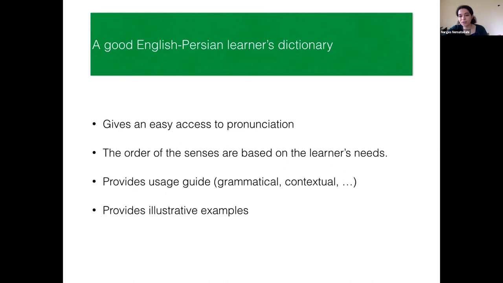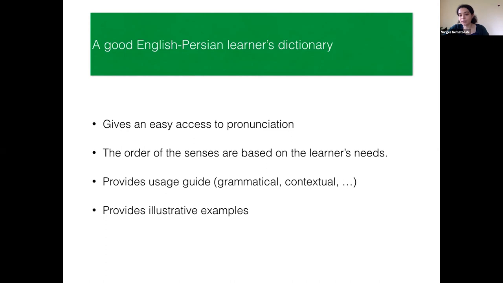And I should mention that none of these dictionaries are actually intended for learners of the language. All of them have other audiences in mind. A lexicographer, when he wants to write a dictionary, the first question that comes to mind is who the audience are. And in this sense, we don't actually have any English-Persian learner's dictionary, as far as I know.